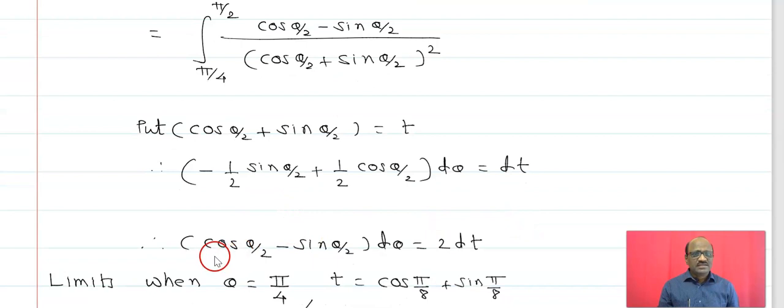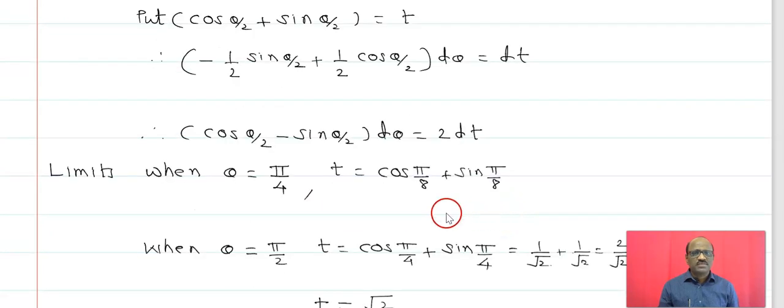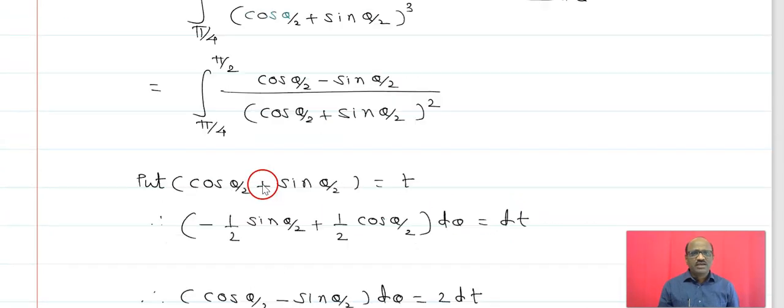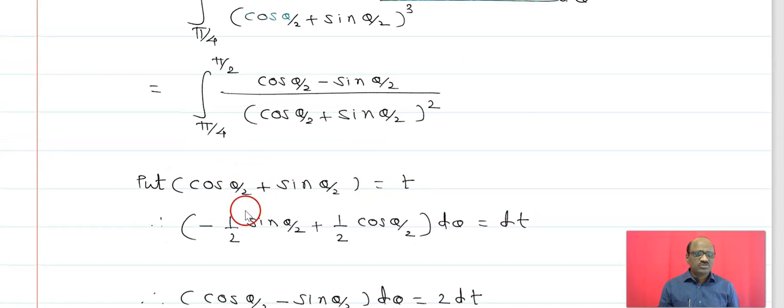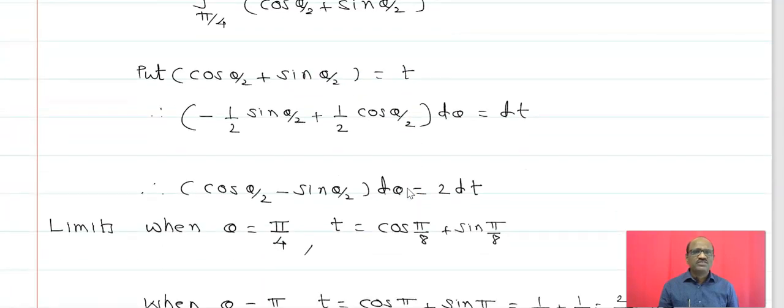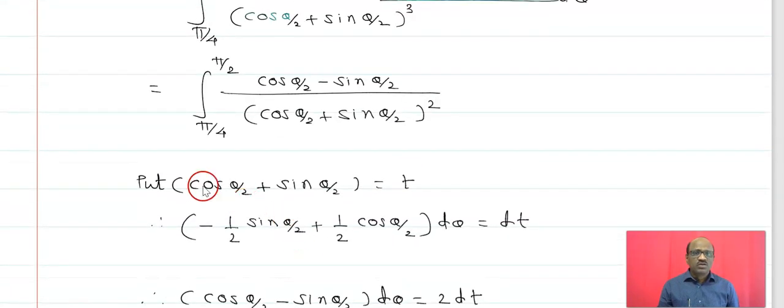And hence, cos of theta by 2 minus sine theta by 2 into d theta equals 2 dt. At the same time, as we have substituted, t is equal to cos of theta by 2 plus sine theta by 2. We are changing the variable. At the same time, we'll change the limits also. What about the lower limit?